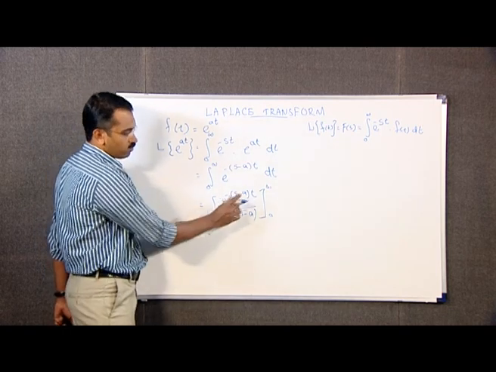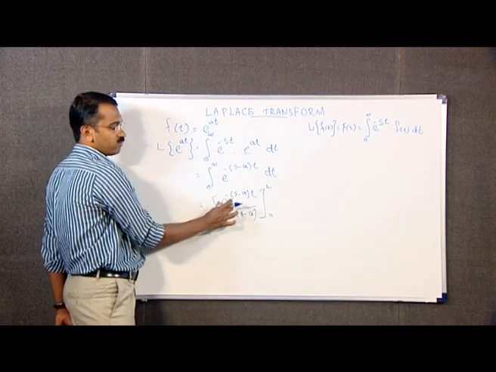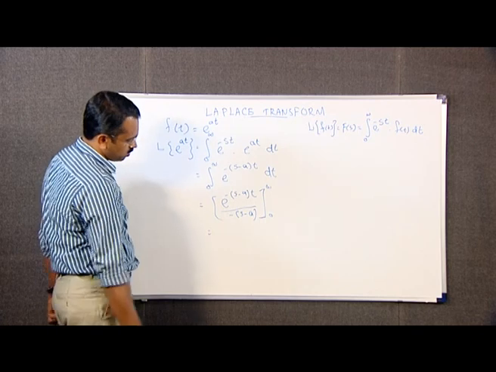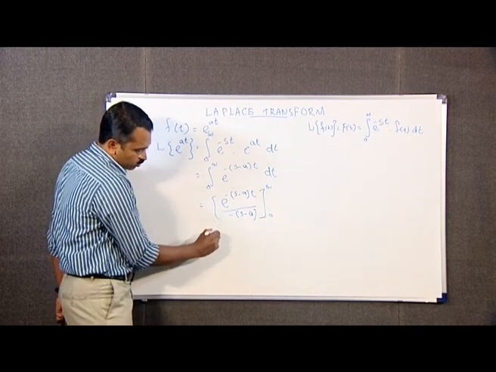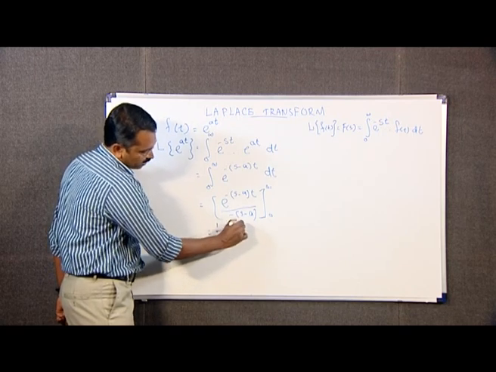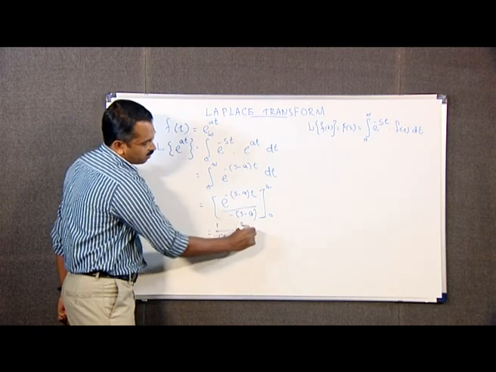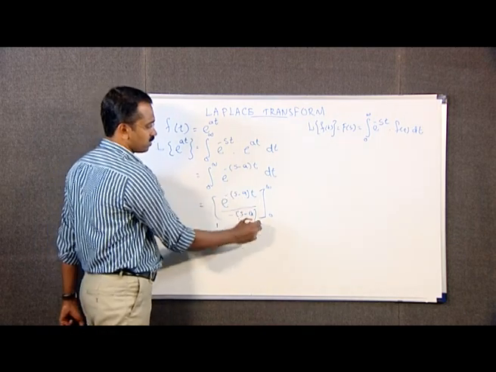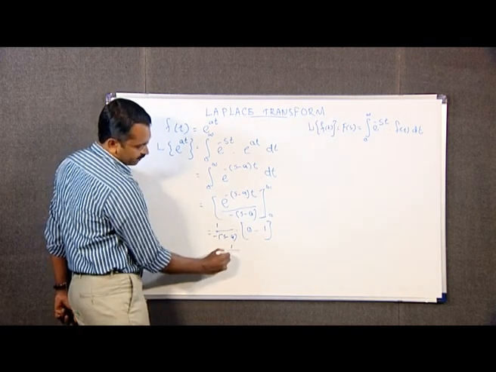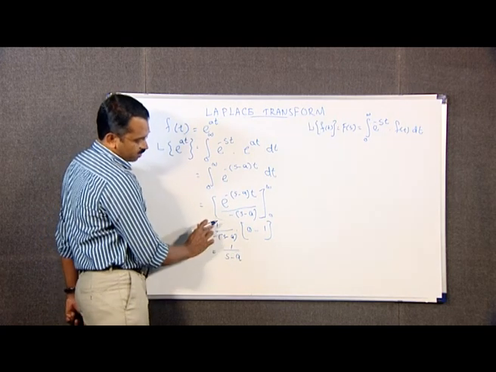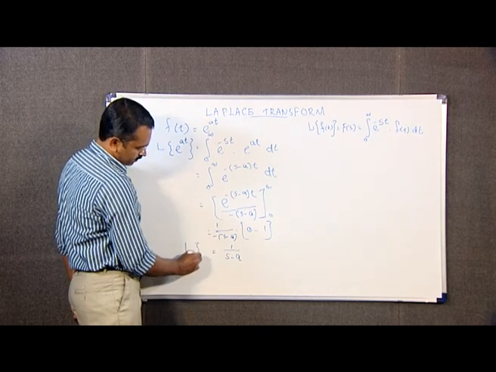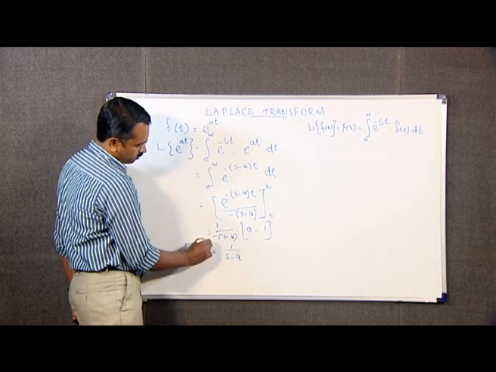When t equals infinity, this term is e raised to minus infinity, which tends to 0. Therefore, this is equal to 1 by minus of s minus a into 0 minus, when t equals 0, this term will become 1. That is equal to minus of 1 by s minus a into minus 1, that is 1 divided by s minus a. This is the Laplace transform of e raised to at.